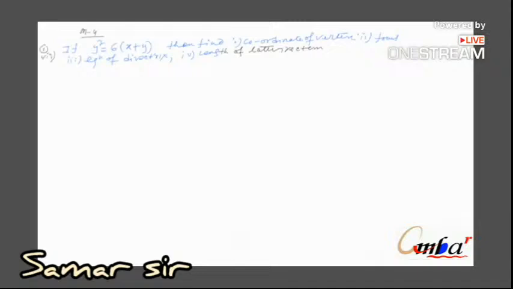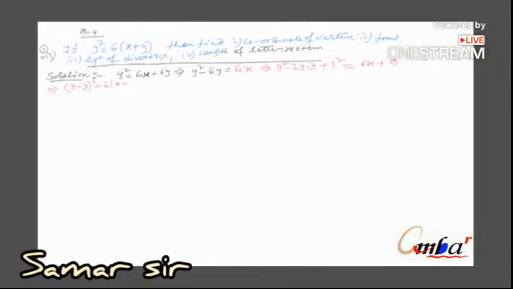First, convert this expression into whole square form. That is y square equals 6x plus 6y. So y square minus 6y equals 6x. Then y square minus 2y dot 3 plus 3 square equals 6x plus 9. Then (y minus 3) whole square, and take common 6, that is x plus 9 by 6. So (y minus 3) whole square equals 6 times (x plus 3 by 2).